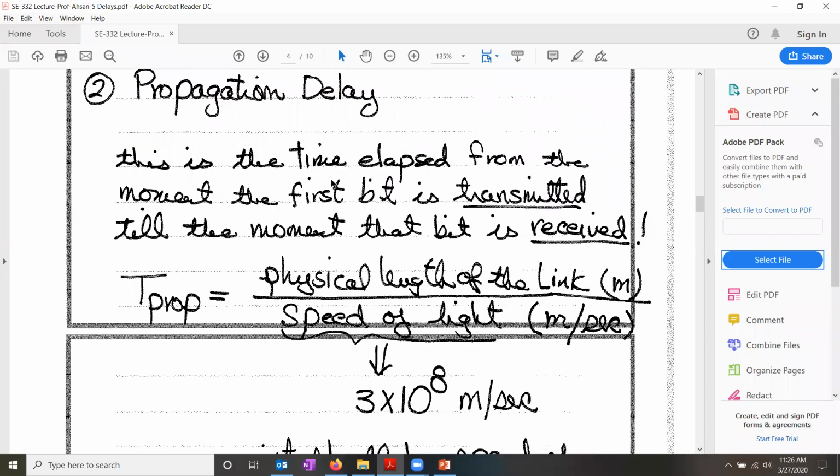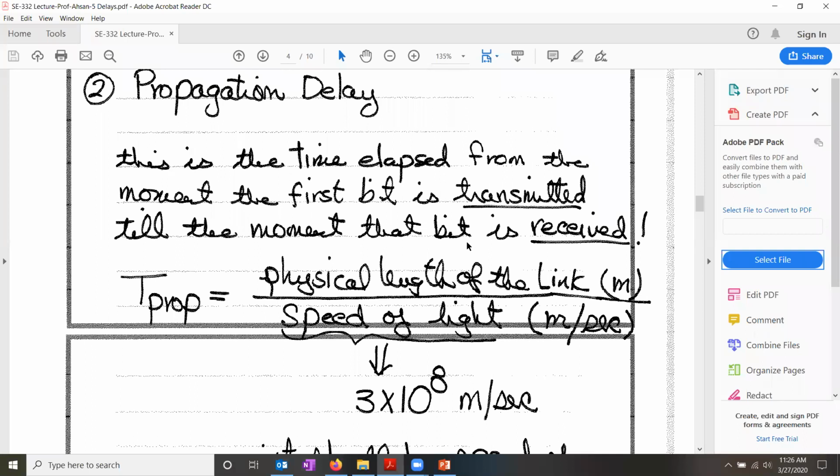Yes, sir. This is the time from the moment the first bit is transmitted till the moment that bit is received. It is not necessary that we talk about only first bit. We can talk about any bit in a message. How long it takes for a bit to arrive at the receiver.